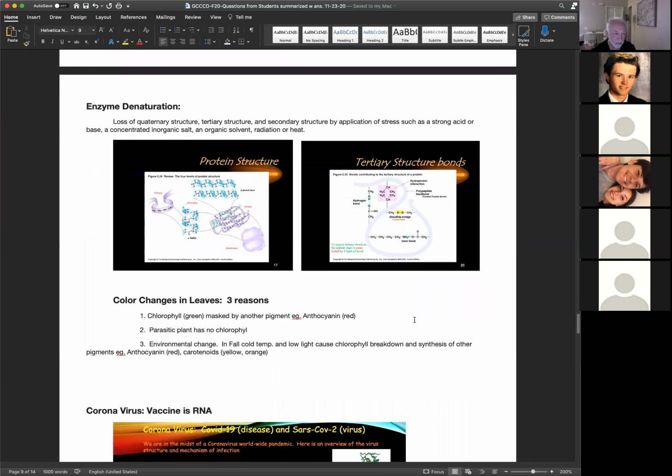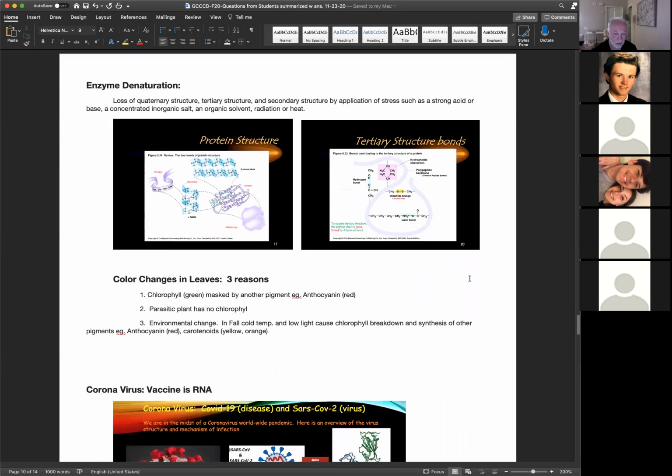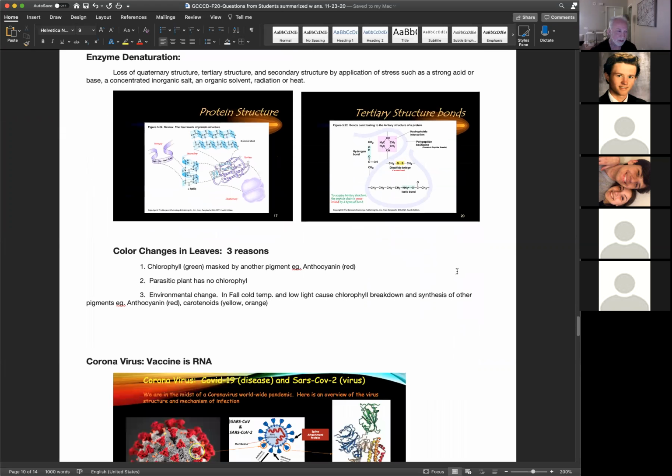No questions? All right, there were a couple of questions about leaf color. Most of the time you look at a plant, it's green. Look at a tree, it's green. There are 3 reasons why it might not be green. I listed them here. The chlorophyll could be green, but the chlorophyll is masked by another pigment, and so it might look red, like a red maple.